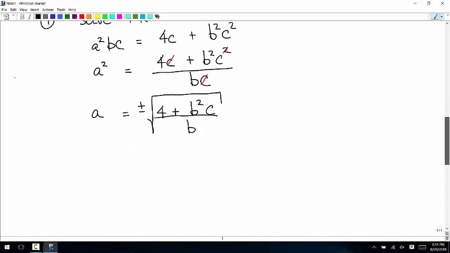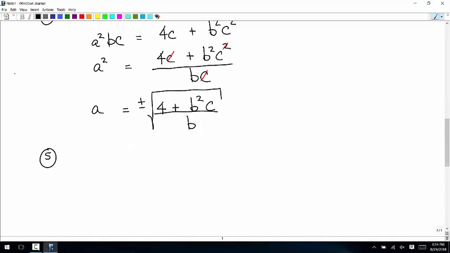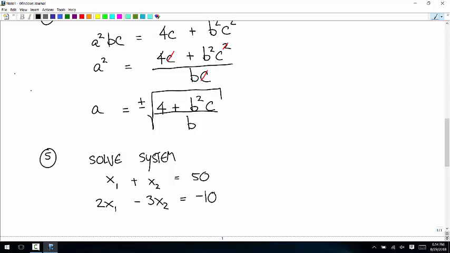And then the last one is solving a system of equations. We have these two equations. The first one was x1 plus x2 is equal to 50. And the second one was 2x1 minus 3x2 is equal to -10. And there are various clever ways to solve these, but just substitution always works. So might as well just always do that.